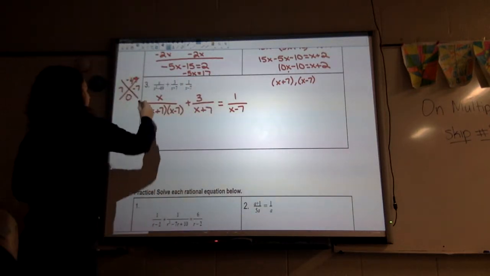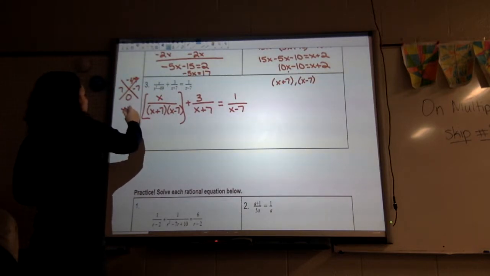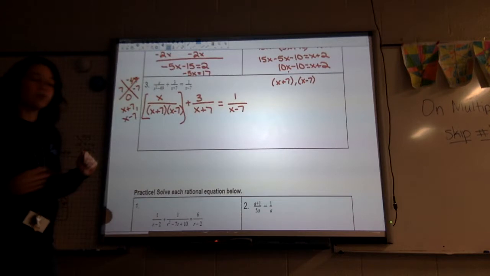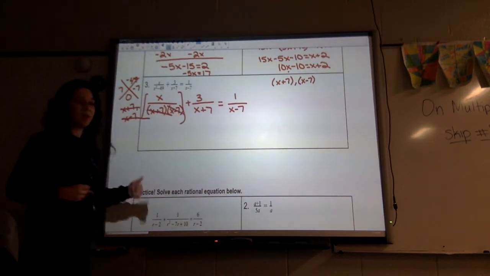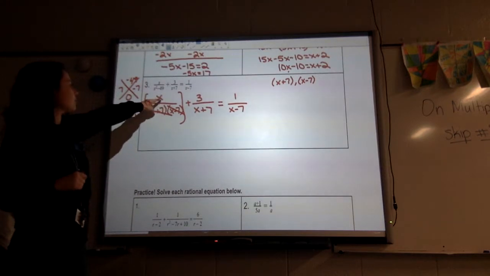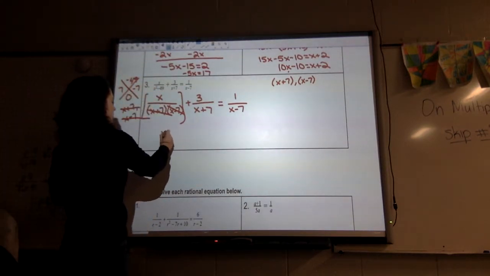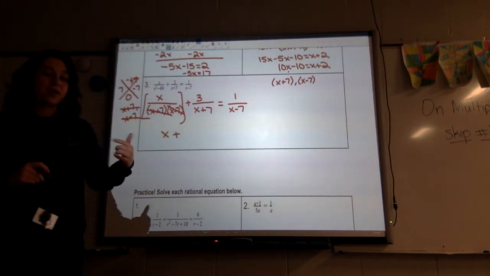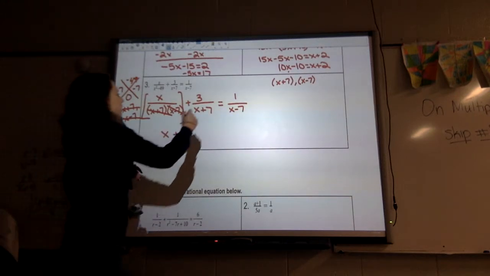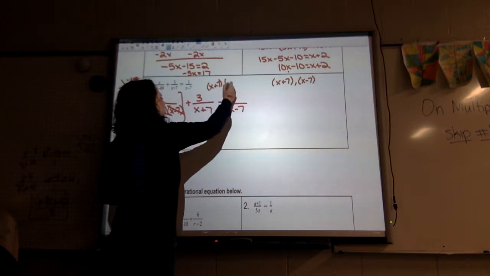So I go to the first fraction, and I multiply it by x plus 7 and x minus 7. And that works out really nicely because the x plus 7 and the x minus 7s both cancel. And all I have left in that fraction is just the x that was on top there. So I'll write down the x. I'll bring down my plus sign. Now I go to the second fraction. I'm going to multiply it by x plus 7 and x minus 7.